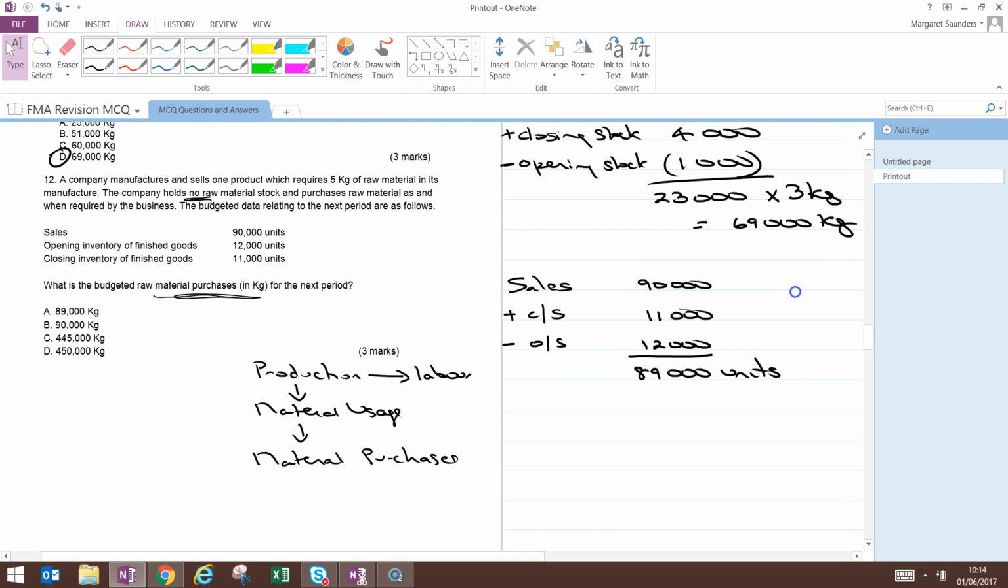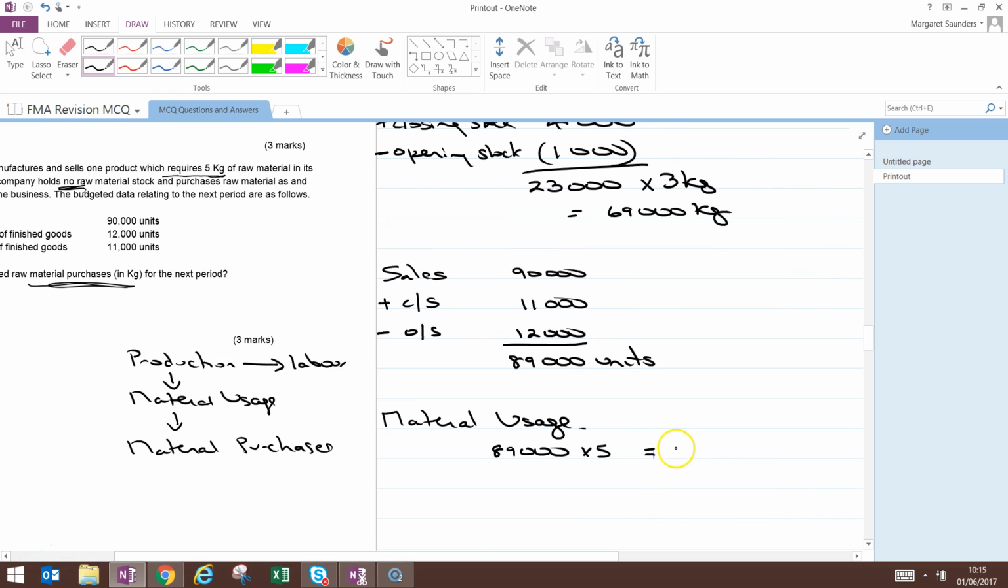So how much material do we need? Because our usage budget has to follow. So material usage. We're told that each product requires 5 kilos. So if we're doing 89,000 of them, we will use 89,000 times 5, which is equal to 445,000 kilos. So that's our material usage budget.